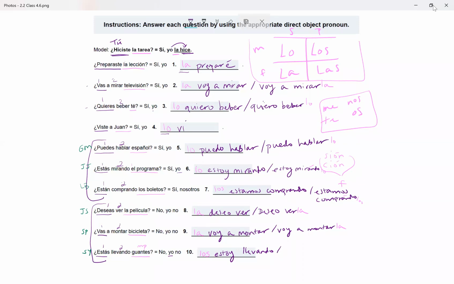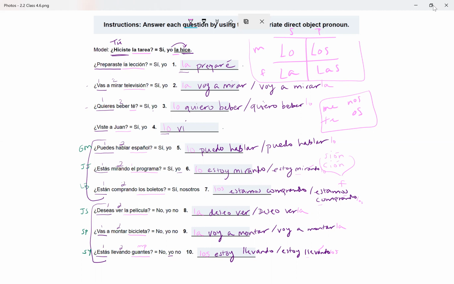And if we wanted to rewrite that, Sam, we could write estoy llevando los. Yep. And where could our accent mark go on that word? On the A. Llevándolos. Good. The accent marks are just to make sure we're still pronouncing it right. If we didn't have the accent marks on mirando or on comprando or on llevando, we would say mirandolo and comprandolo and llevandolos, and we don't want that at all. Okay?